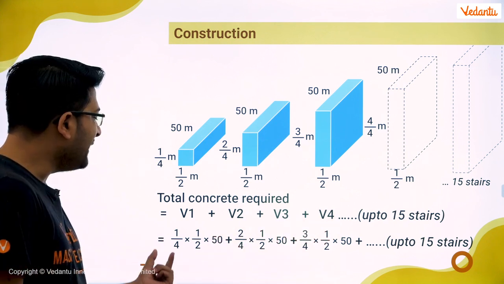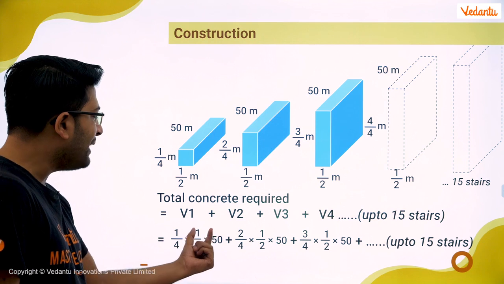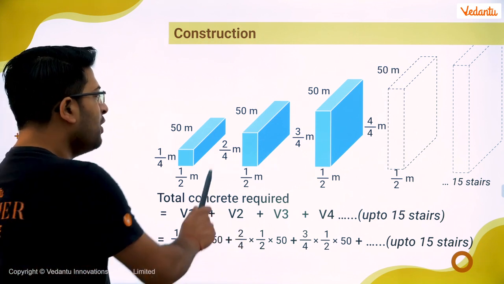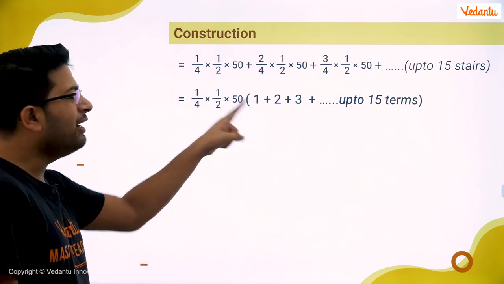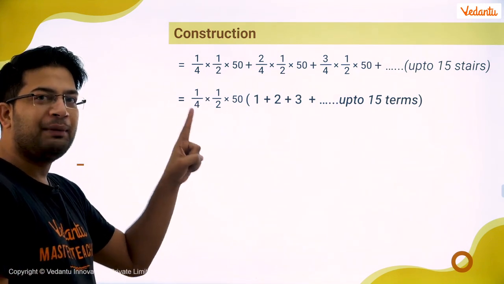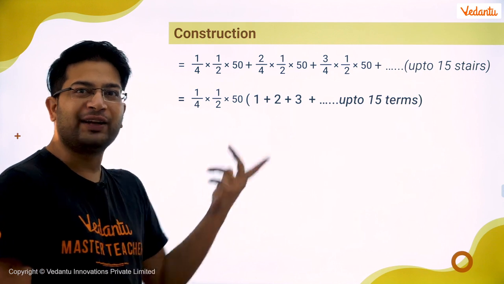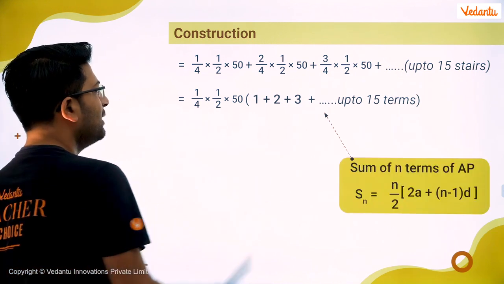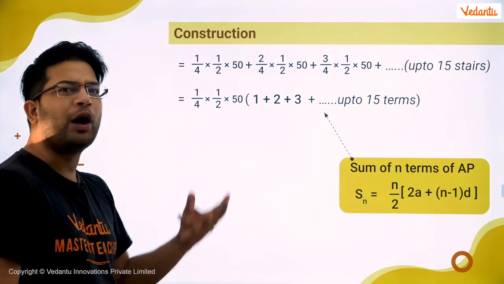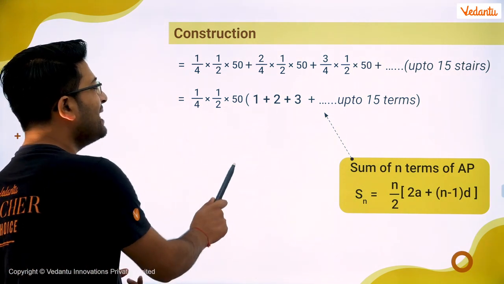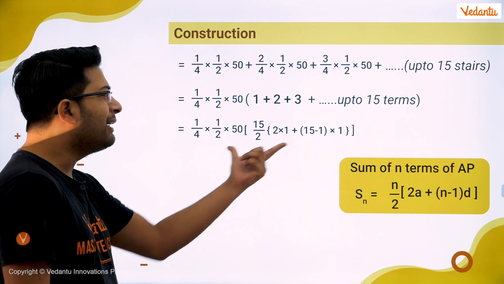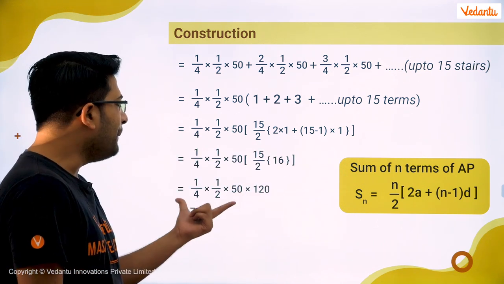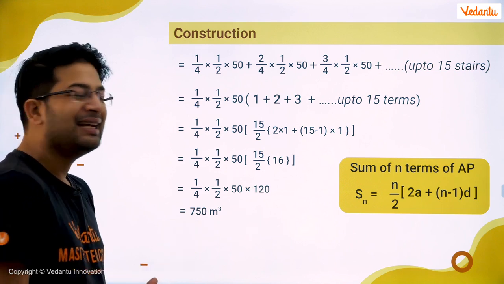Now, champ, we can see that we can take 1 by 4, 1 by 2 and 50 common from each term, and I will be left with 1 plus 2 plus 3 plus 4 inside the bracket up to 15. The sum of 15 natural numbers. You can apply the formula of Sn, or you can directly apply the formula also. So champ, after applying this formula, we will get the summation equal to 120. Very easy. Now simply multiply all of these, you will get the answer. I hope it is clear.